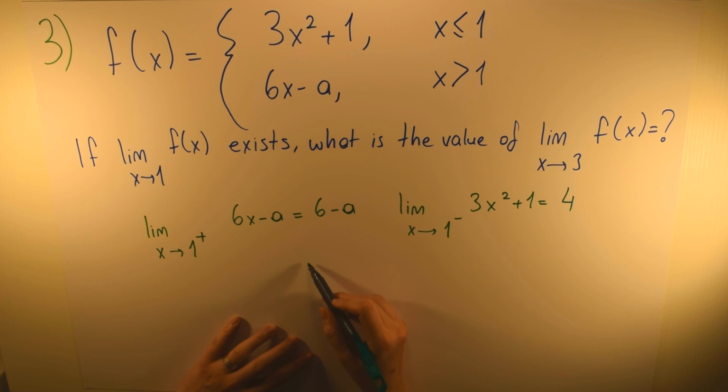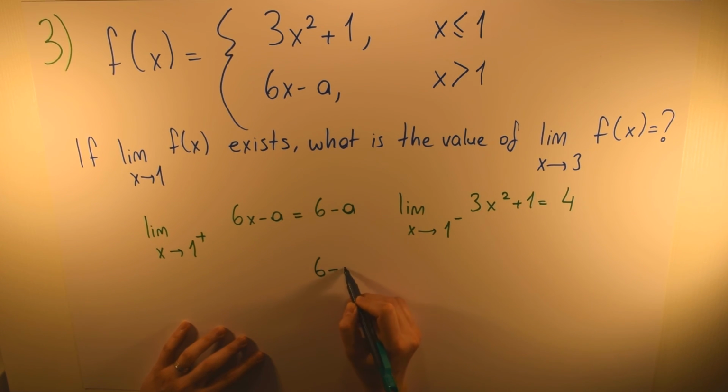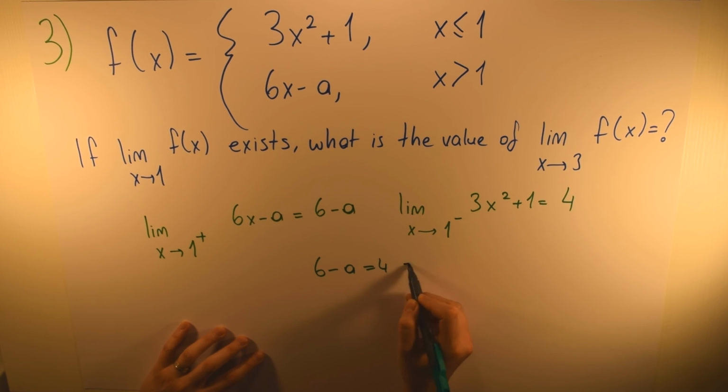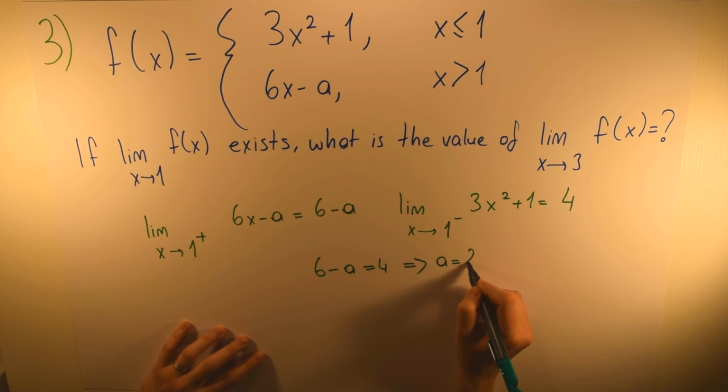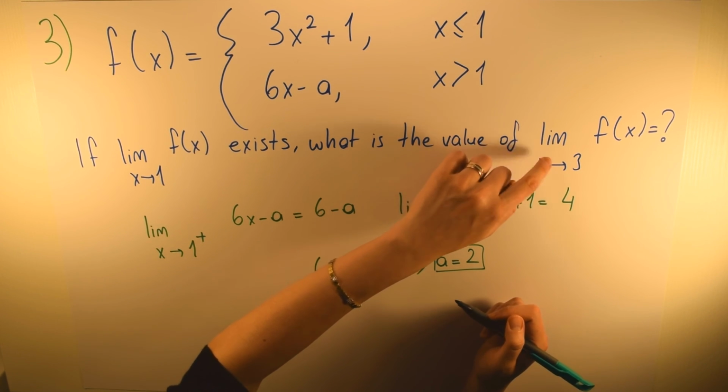Now I know that these two are equal to each other. So here we have 6 minus a, which is equal to 4. So from here, a is equal to 2. Now I know the value of a. Now I can easily find the value of this limit.